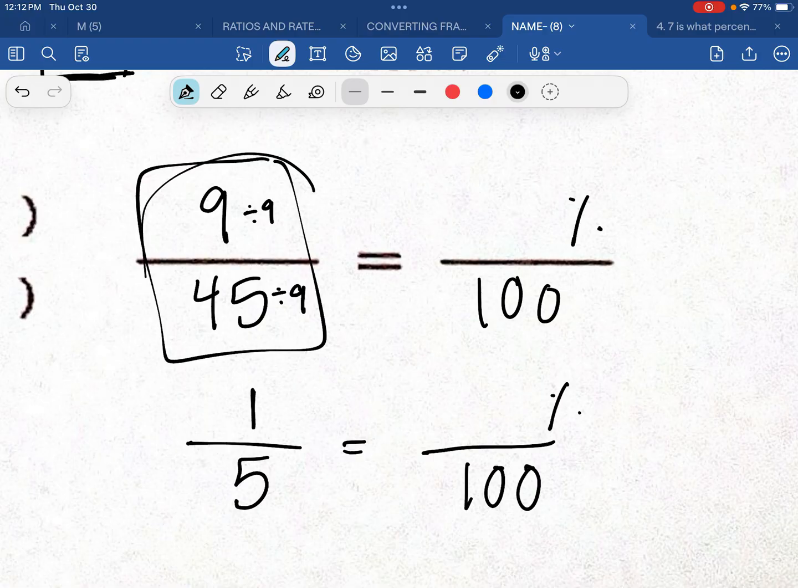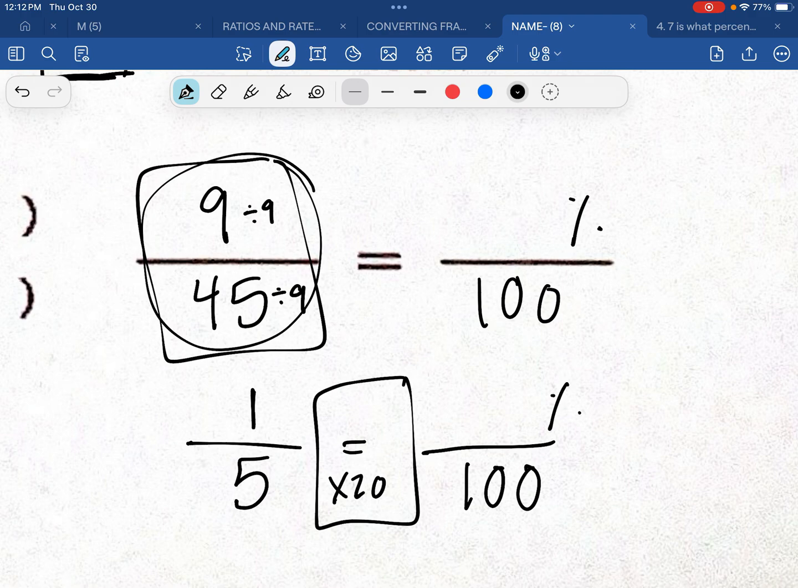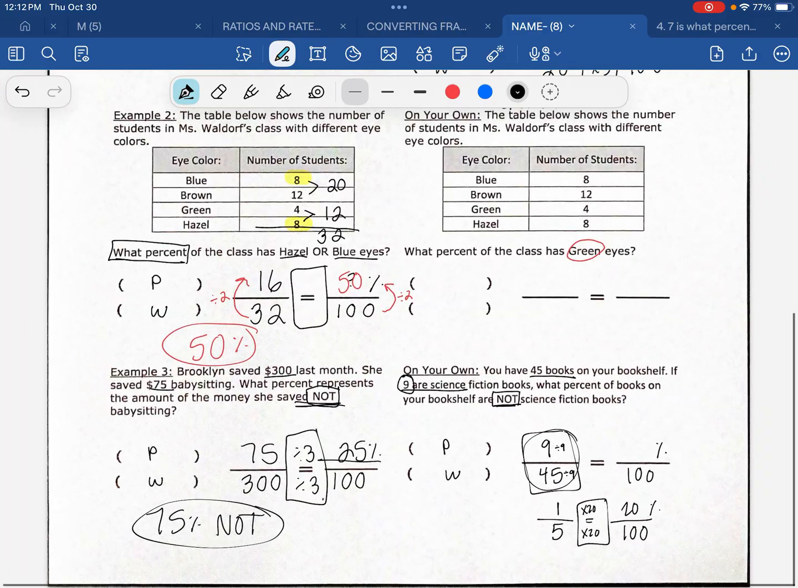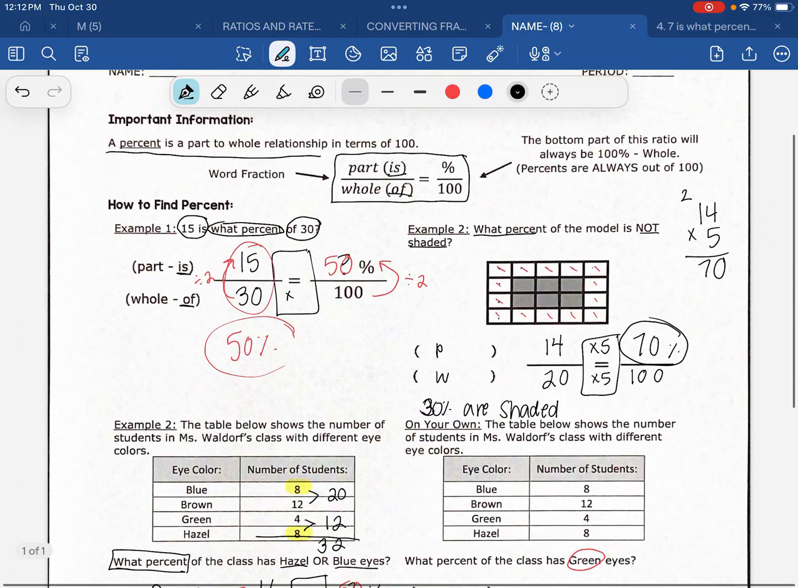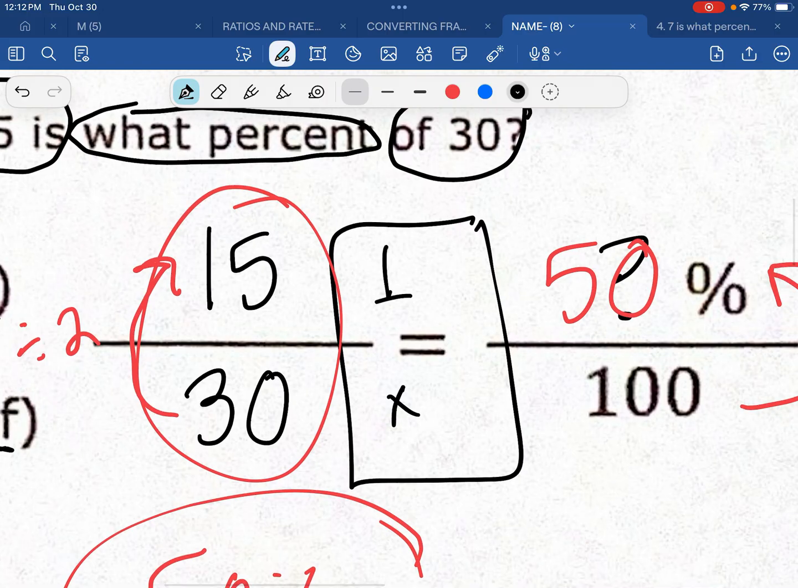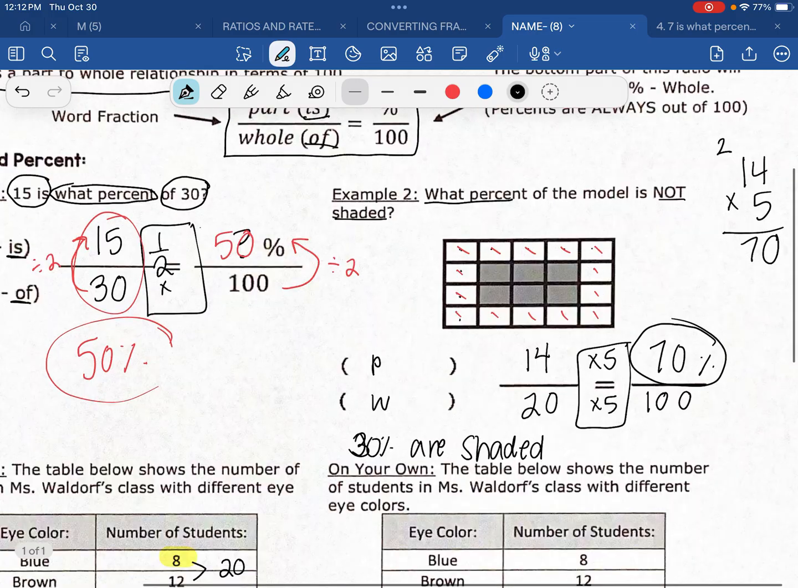Okay, so you can always simplify your original fraction. Now I can go across. 5 times 20 is 100. 1 times 20 is 20. Okay, so this could have been an option on many of my problems, right? Up here, 15 and 30. This could have simplified to 1/2, and then I could have easily gone across.